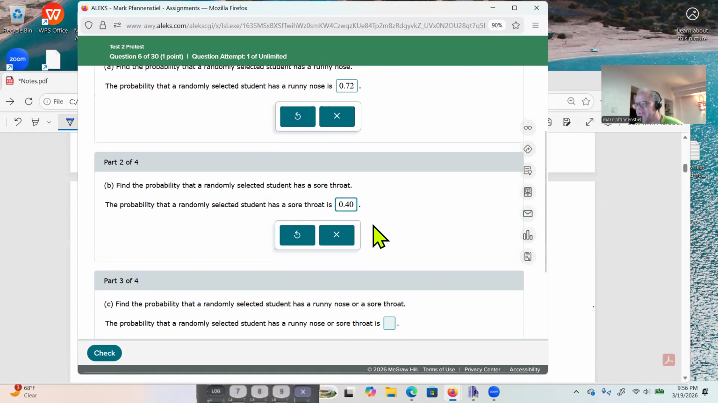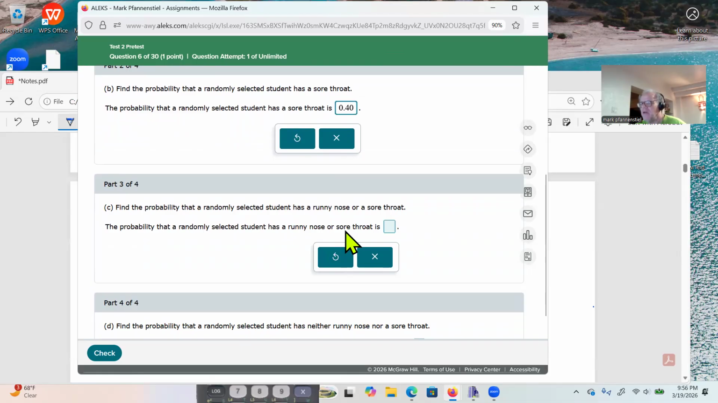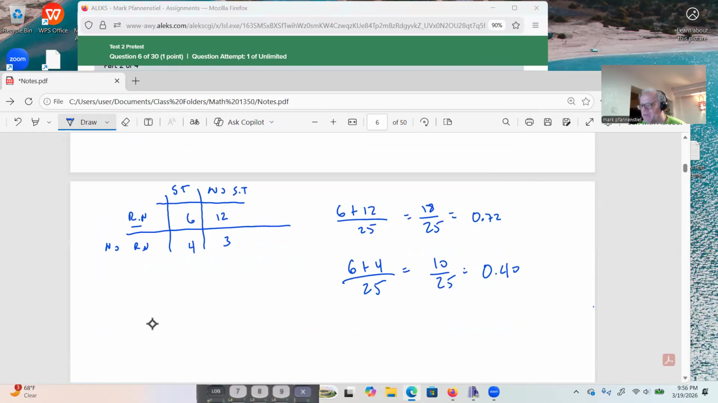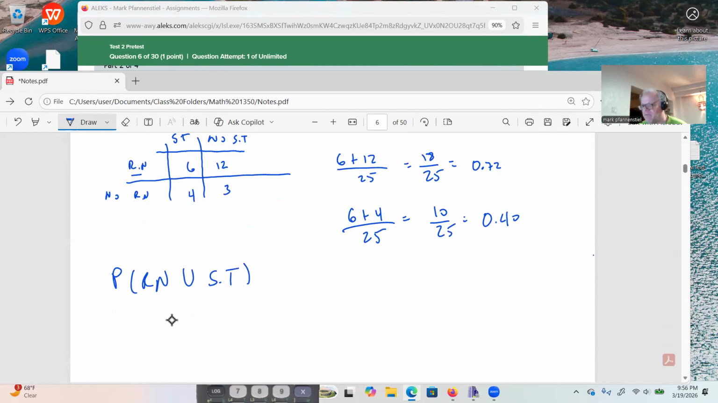Okay, so we're going to go ahead and say that. We want the probability that the student had a runny nose or a sore throat. We're looking at the probability of a runny nose or a sore throat. So what's this going to mean for us? We need the probability of a runny nose plus the probability of a sore throat minus the probability of a runny nose and a sore throat.